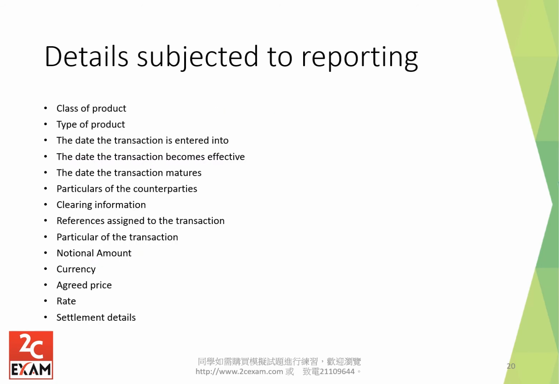So what kind of details should you report? For example, the class of the product, the type of the product, the date the transaction is entered into, the date the transaction becomes effective, the date the transaction matures, particulars of the counterparties, clearing information, references assigned to the transaction, particulars of the transaction, notional amount, currency, agreed price, rate, and settlement details.